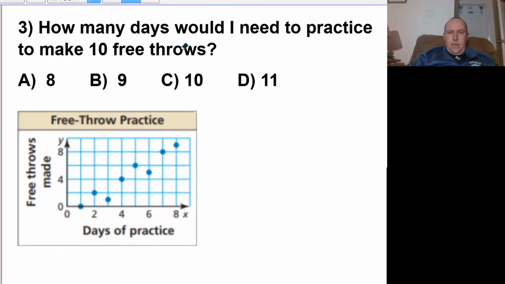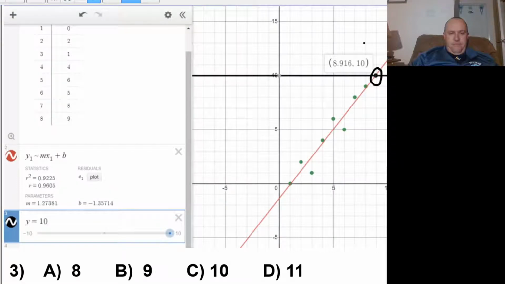Question 3. How many days would I need to practice to make 10 free throws? We're using the same question again, so I'm going to go back to my original Desmos, but this time I'm using free throws, which is on my y-axis. So this time I'm typing in y equals 10. When I type y equals 10, it draws that horizontal line, and you just look where it crosses. Once again, you'd click on that point, and it would tell you what the numbers are. You can see that when y is 10, we get 8.96, and similar to last time, make sure you round correctly. So 8.96 is closer to 9 than it is to 8.